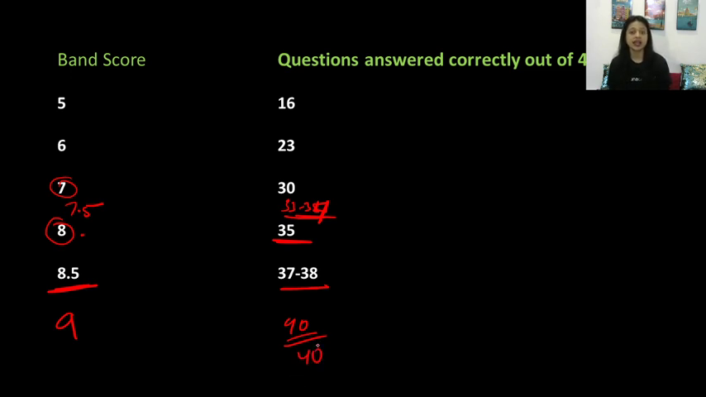Who got a 9 band? I got a 9 band. And you too can get a 9 band. Come to me, join me on Telegram, ask me for my scorecard. You can see my scorecard, my official IELTS scorecard. So I got 9 out of 9. 9 is the maximum that you get in the IELTS examination. So I got 40 out of 40, that is 9 out of 9 in listening.